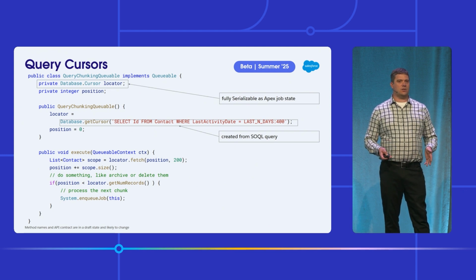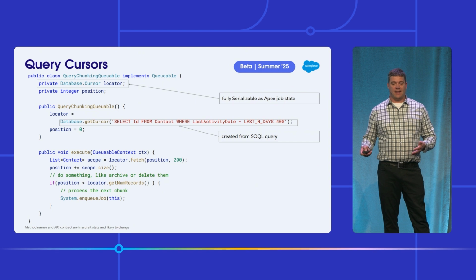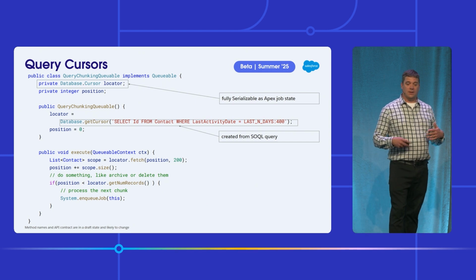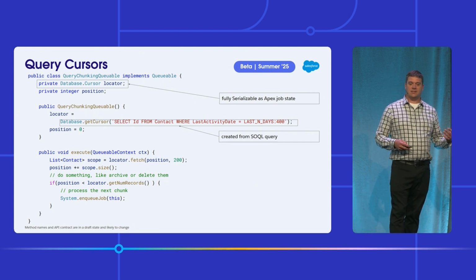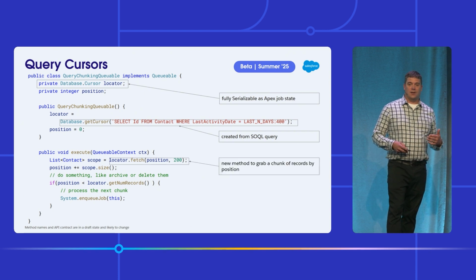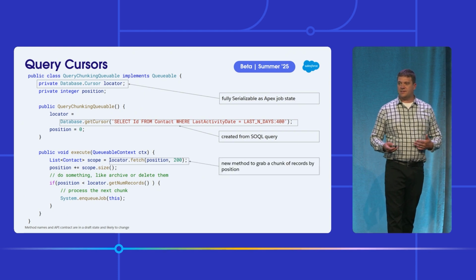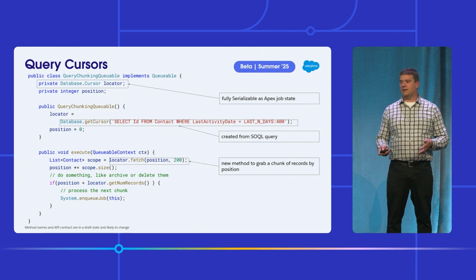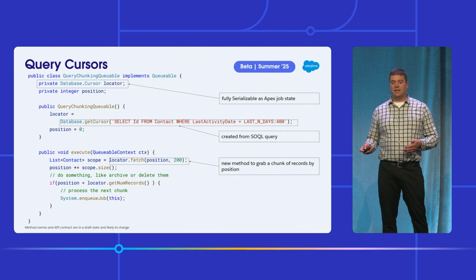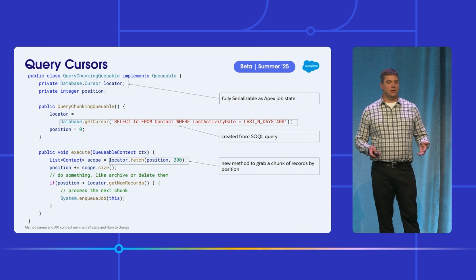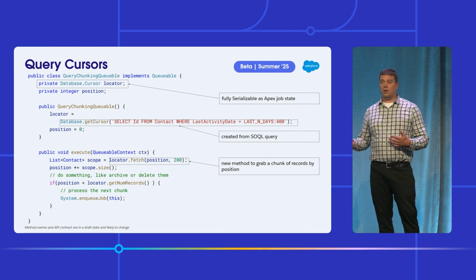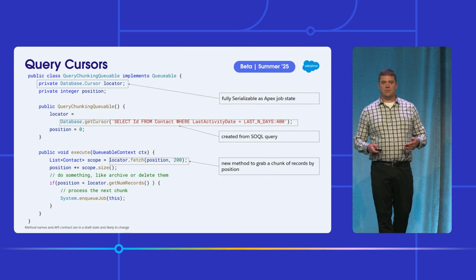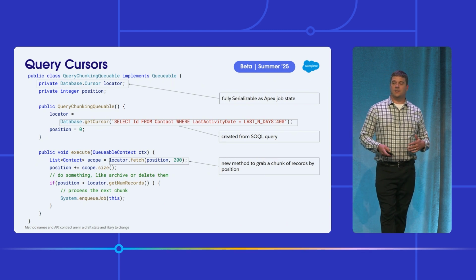Okay, so we have our cursor established, we know what results we're going to get back. How do we actually use it? Well again, serializable, so we pass it and we execute our queuable job. Within the queuable job, you can reference that cursor and fetch records. Now this is stateless, so here we're saying start the cursor from position 0 and fetch me the next 200 records. You could of course choose to retrieve more or fewer records from the cursor, depending on how you're going to process them. So then you process them.